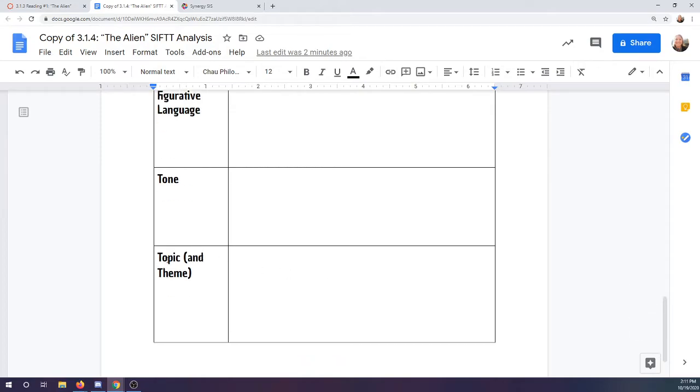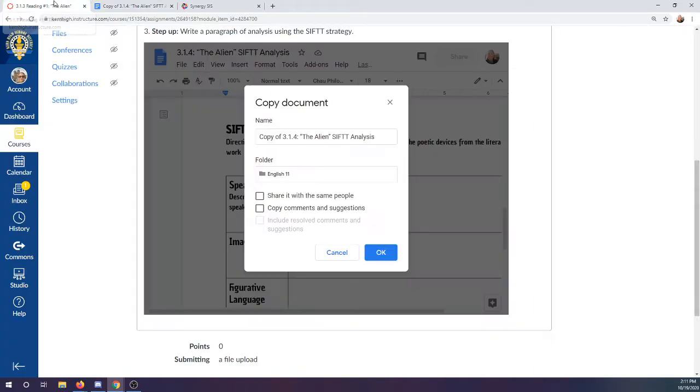And that just leaves topic and theme. So when you're done reading the poem, tell me what its theme is. What is its message? What is the moral of the story? If you can find a one-word topic, tell me what that one-word topic is, and you'll just put it right here in the box. Now, when you're done, you can go ahead and submit this assignment.